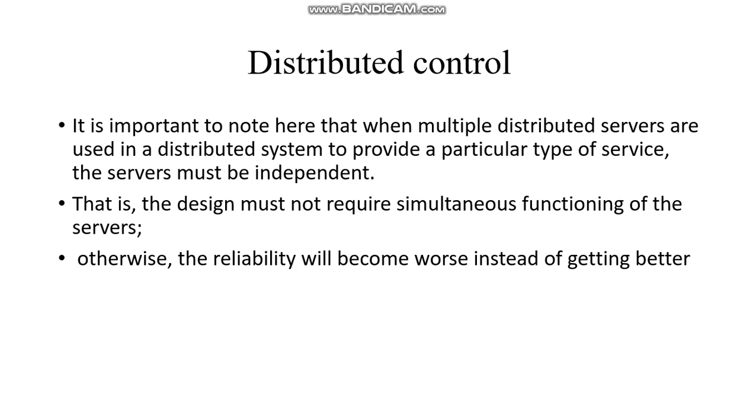And here, the distributed control: we know that multiple distributed servers are there in the distributed system. So we expect the servers to be independent. If simultaneous functions are assigned to the servers, we have to take more care. Sometimes, even in the case of a simultaneous process, the reliability can become worse. So more care should be taken while performing simultaneous functioning in the servers.